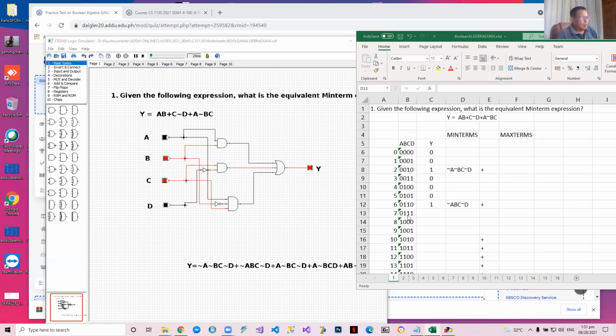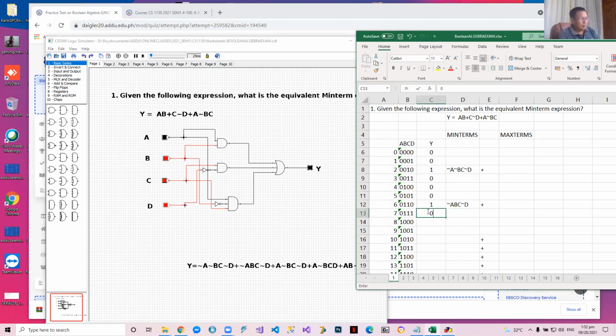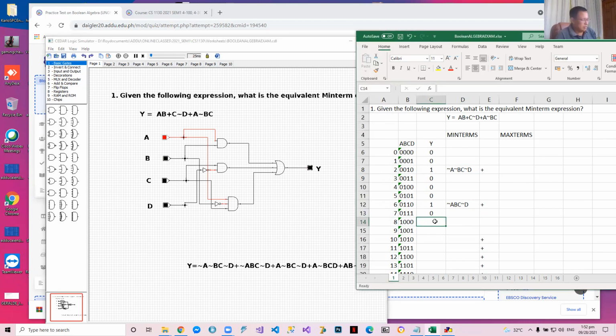And then the next is 0, 1, 1, 1. We click this, and it's black, so we just have to ignore that. And then we'll have 1, 0, 0, 0. This is black, so we'll ignore that.